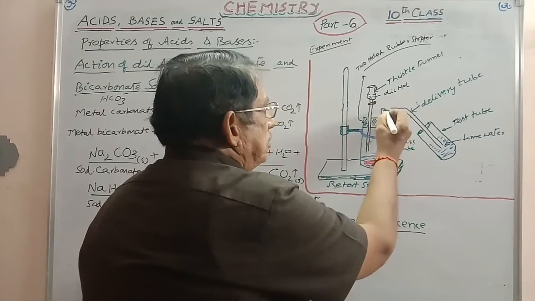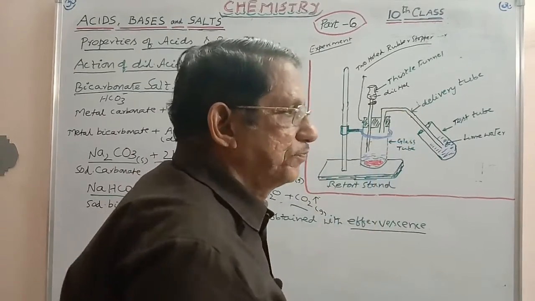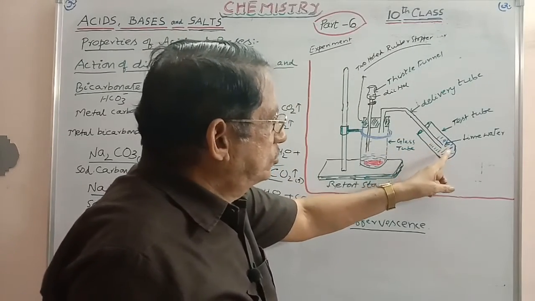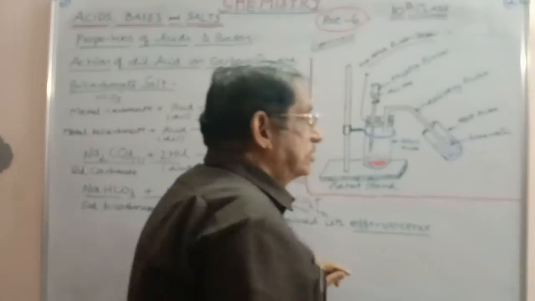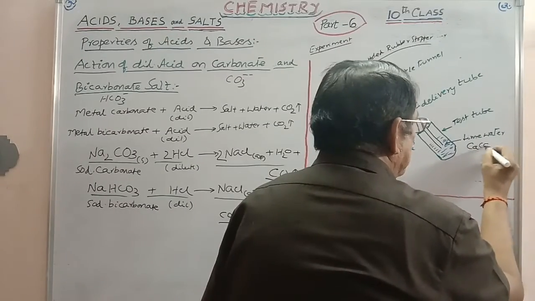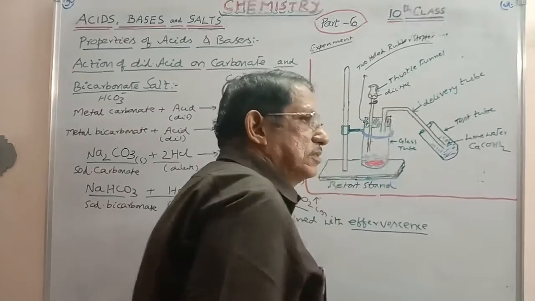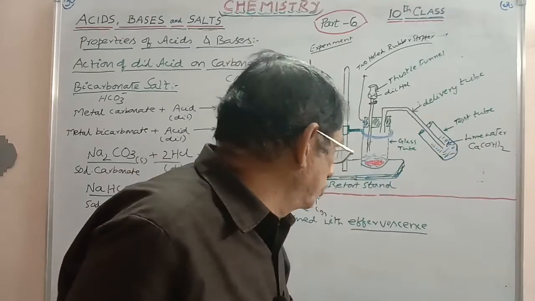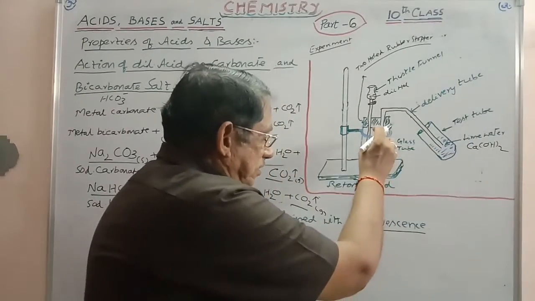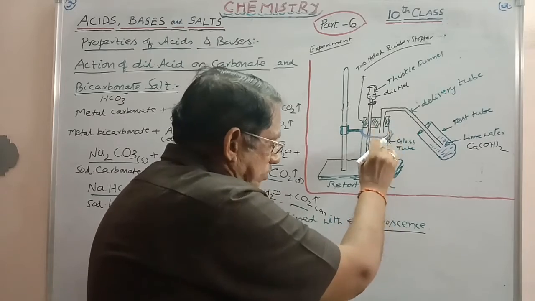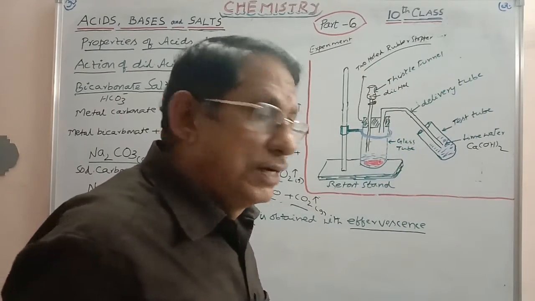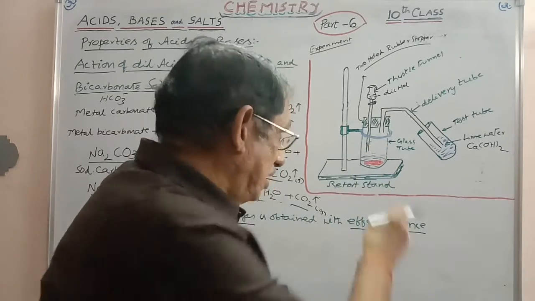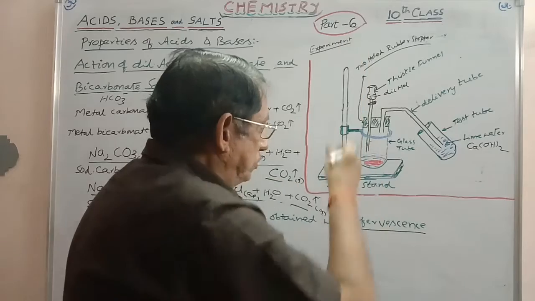Through the other hole, the delivery tube is running. And the other end of the delivery tube is kept in a test tube containing lime water. Lime water is nothing but calcium hydroxide. And don't forget, the end of the delivery tube should be kept above the solution. And the thistle funnel end should be dipped into the solution, because gas should not escape through this thistle funnel.